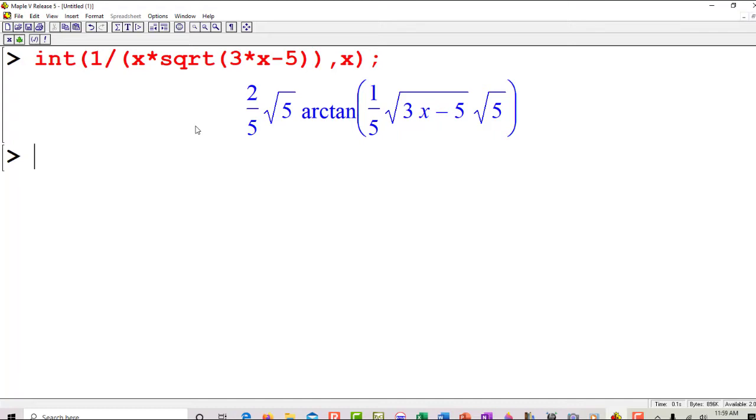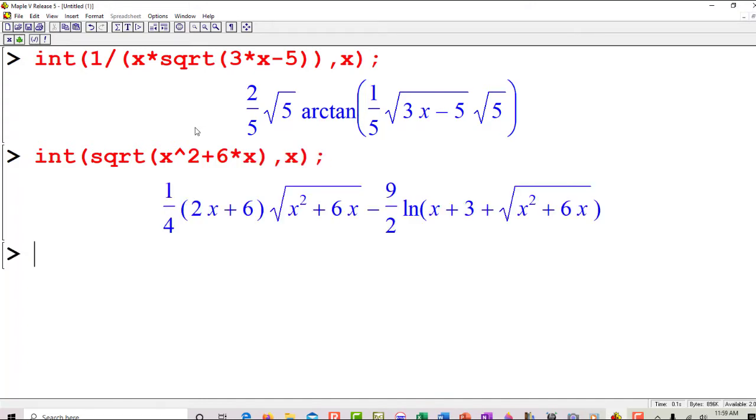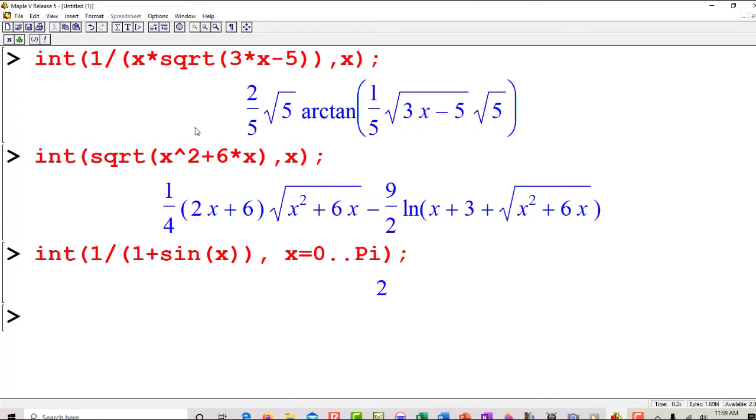But what do you get if you integrate something like the square root of x squared plus 6 times x with respect to x? You can see this gives us these antiderivatives very quickly, very efficiently. Suppose I'm integrating 1 divided by 1 plus the sine of x as x goes from 0 to pi. Notice the capital P on the pi in Maple. This is Maple that I'm using here. It gives me the answer, lickety split. Could you do any faster?